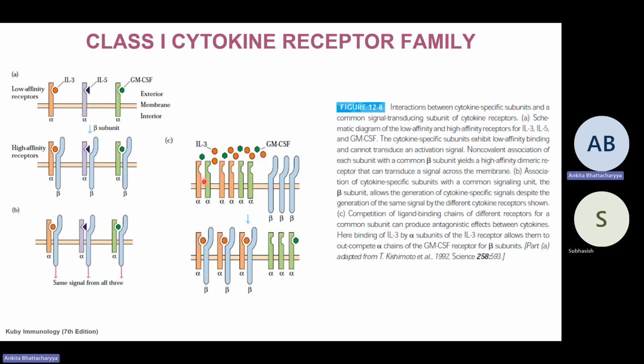Yeah. Now here you can see the phenomena that I was just talking about. So you have interactions between cytokine-specific subunits and that signal transducing subunit of the cytokine receptor, which in that first case was beta. The schematic representation or diagram of the low affinity and high affinity receptors for IL-3, 5, and GM-CSF.